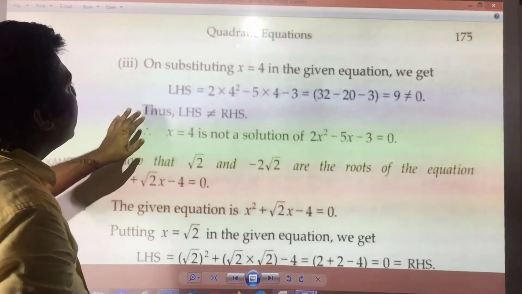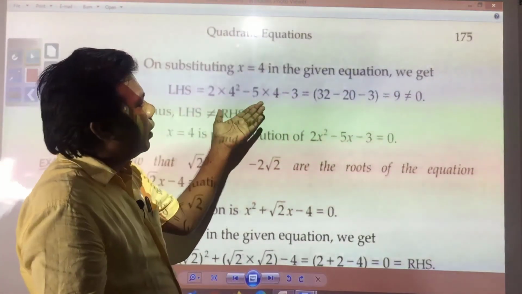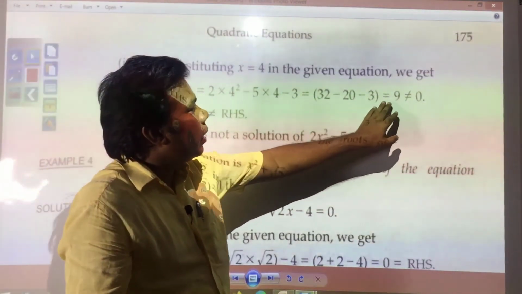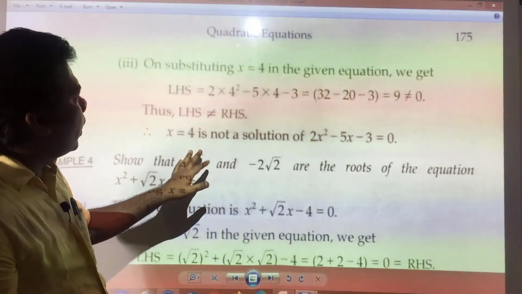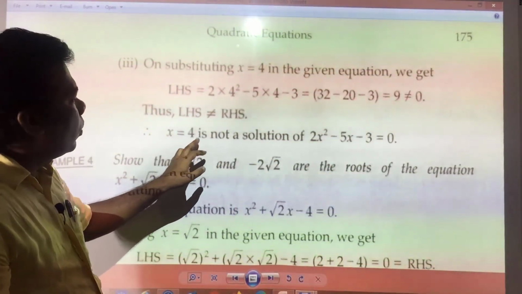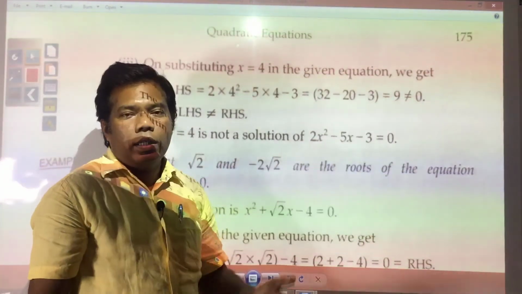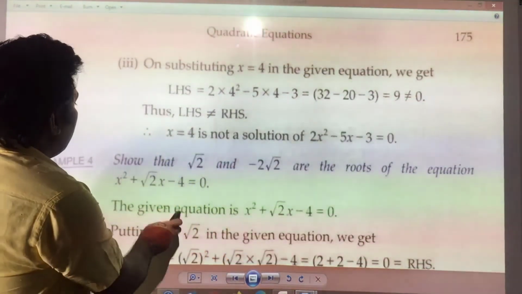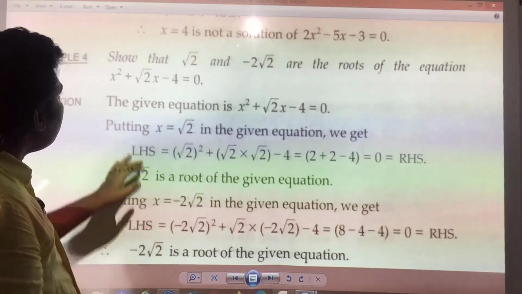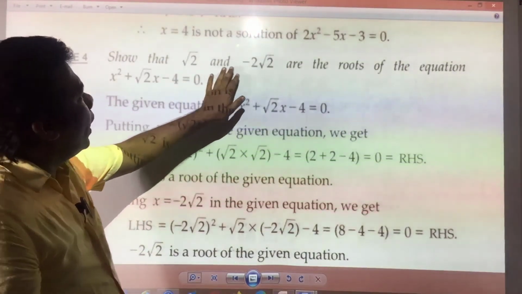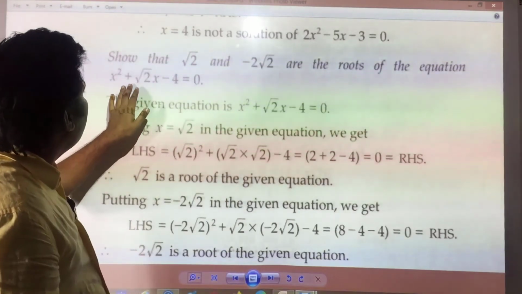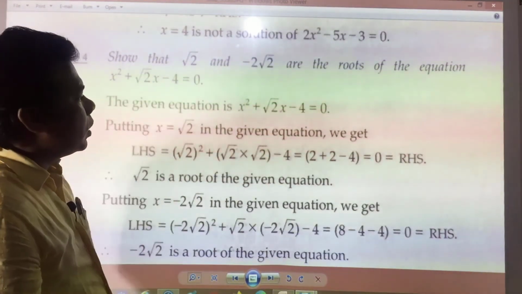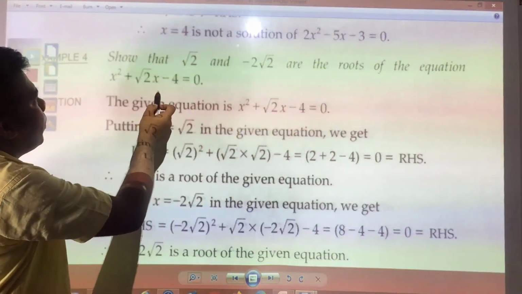Then for x is equal to 4, if you substitute, you get 9 and that is not equal to 0, and that is why x is equal to 4 is not a solution of the given polynomial. Next you see, show that root 2 and minus 2 root 2 are the roots of the equation x square plus root 2x minus 4 is equal to 0. The same thing is required to be done.